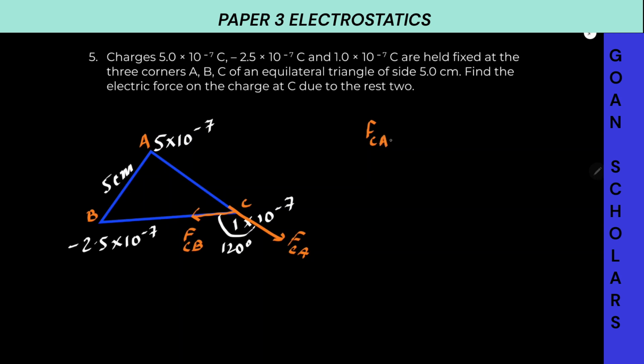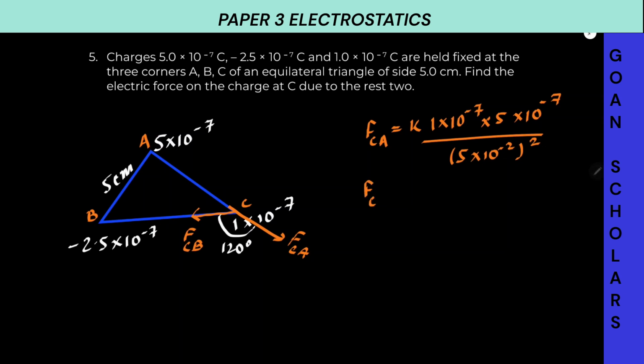So force on C due to A will be equal to K, I'm just putting here K, charge on C, that is 1 into 10 to the power minus 7, charge on A, 5 into 10 to the power minus 7, whole divided by the separation square. What's the separation? 5 centimeters. So 5 into 10 to the power minus 2, whole square. I hope this is clear. This is FCA. Now what is FCB?